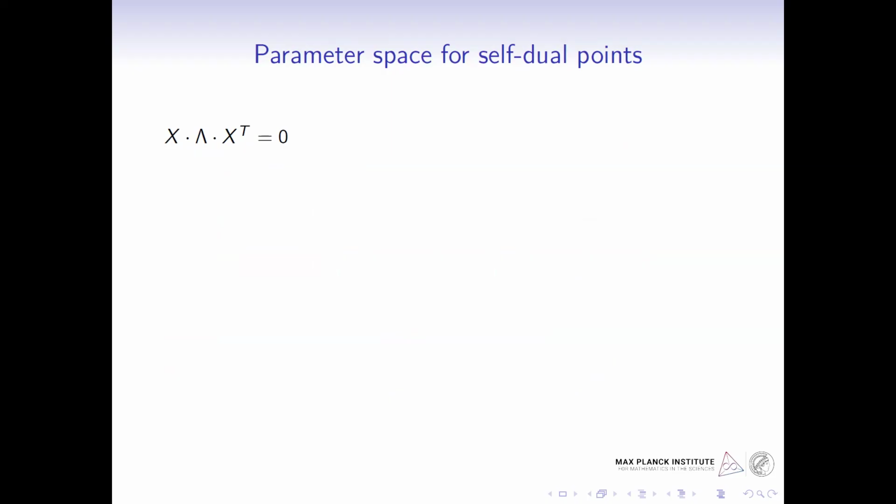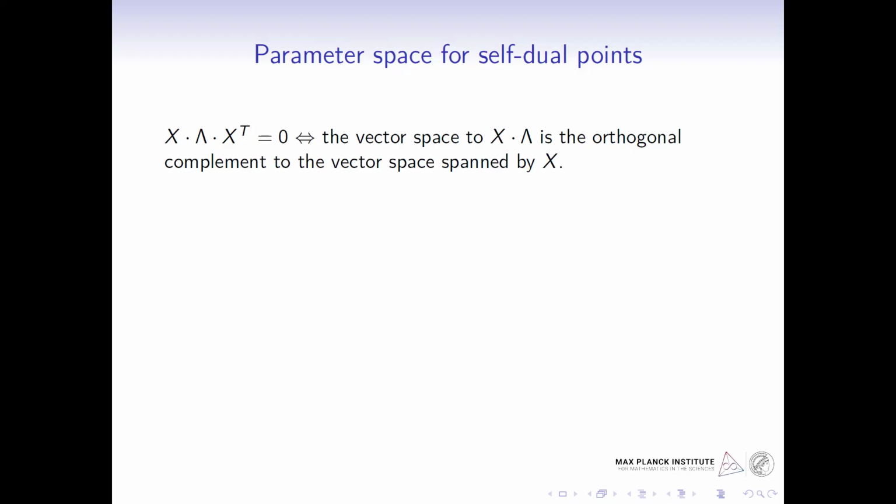So we have this matrix equation. Okay, X is our point configuration. Lambda is this special diagonal matrix. Okay, and the transpose, this needs to be 0. So we want to translate this matrix equation in terms of Plücker coordinates to have something in the Grassmannian. Now what this matrix equation simply means is that the vector space of X lambda is the orthogonal complement to the vector space that belongs to X.